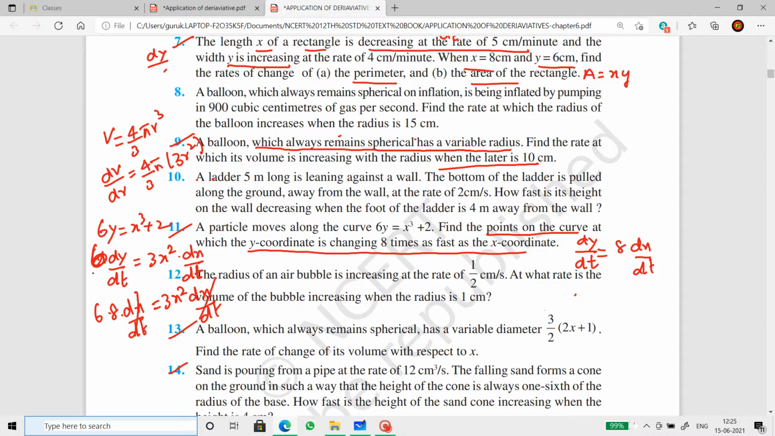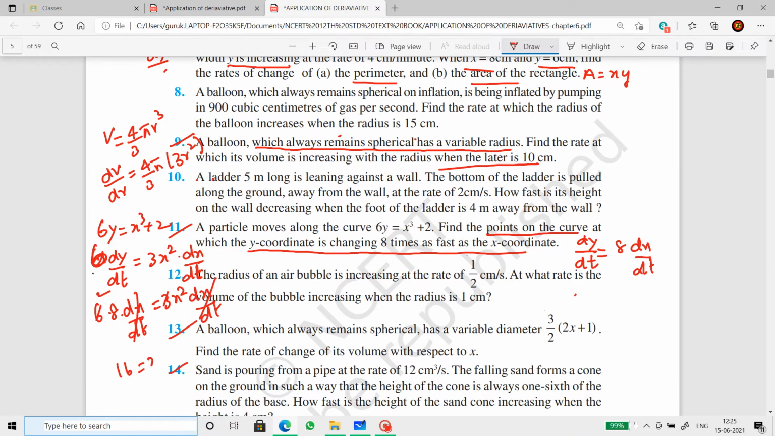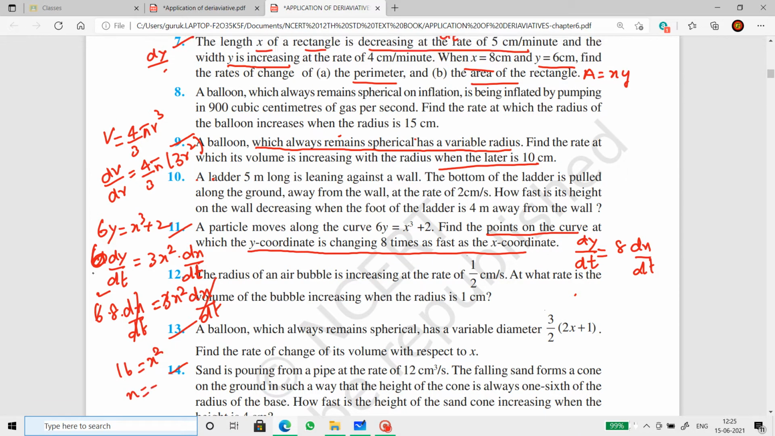That's it. dx by dt gets cancelled. 3 2s are 6. Isn't it? So 16 is equal to x square. x is equal to plus or minus 4. x being the coordinate here can be positive or negative. So isn't it plus or minus? Find the corresponding y value by substituting it back into the equation of the curve. Right?